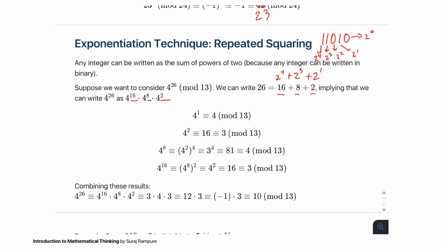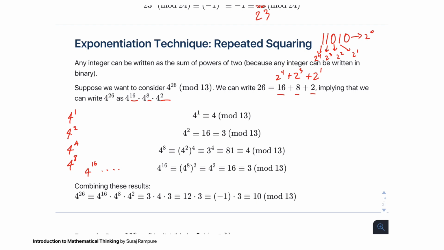I can take 4, square it to get 4 squared, find out what that result is, square that again to find out what 4 to the 4 is, square that again to find out what 4 to the 16 is, and so on and so forth. Is that clear? So I can start with 4 to the 1, find that, 4 squared, 4 to the 4, 4 to the 8, 4 to the 16, and so on and so forth. Is that clear?